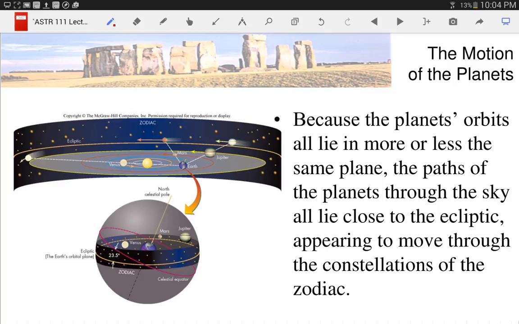And of course, the spaces change because they have different periods. But you'll always find them on that path that the sun appears to follow. And what do we call the path the sun appears to follow? We call it the ecliptic. So they all fall very close to the ecliptic, which means that they are in the zodiac constellations. Because the signs of the zodiac, those constellations, are the constellations that the ecliptic is going through.